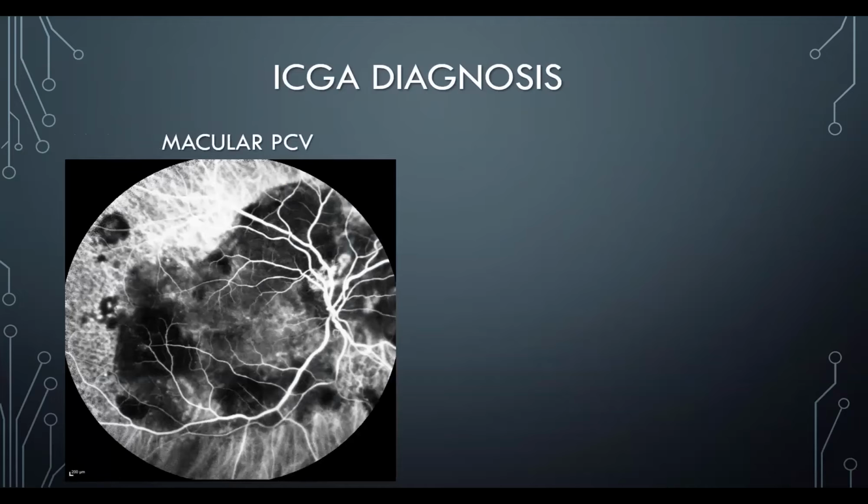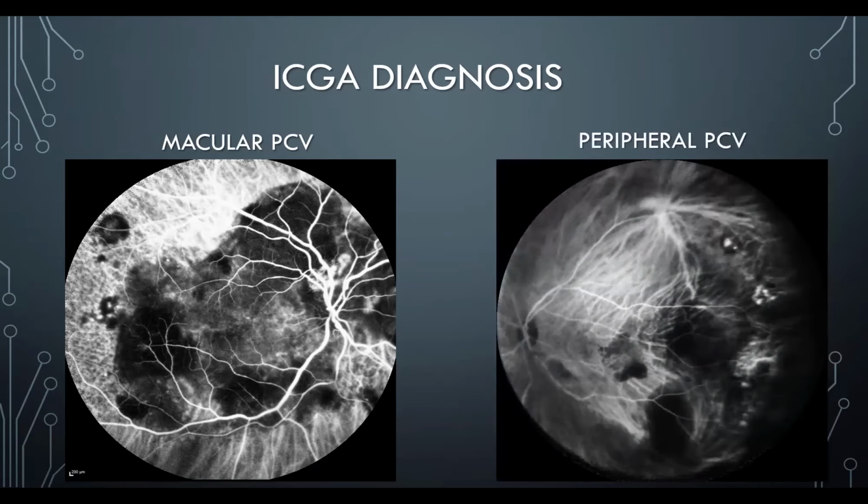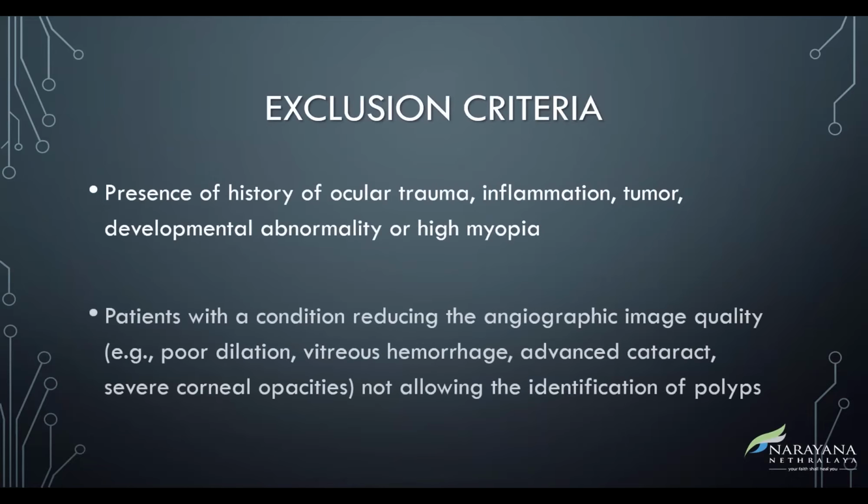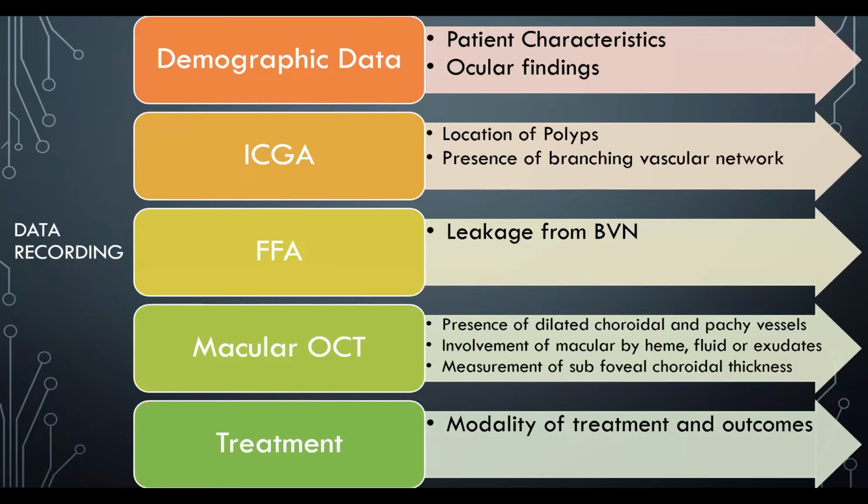Now on ICGA, macular PCV is normally diagnosed as one or more polyps identified in the macular region. Whereas in peripheral PCV, there are one or two polyps or more, maybe in the temporal periphery, away from the macula. We excluded patients with a history of ocular trauma, inflammation, tumor, developmental abnormality or high myopia, and also patients with a condition which reduced the angiographic image quality, not allowing us to identify the polyps. We recorded the data according to patient characteristics, ICGA and FFA findings, macular OCT, and the treatments the patients had received.